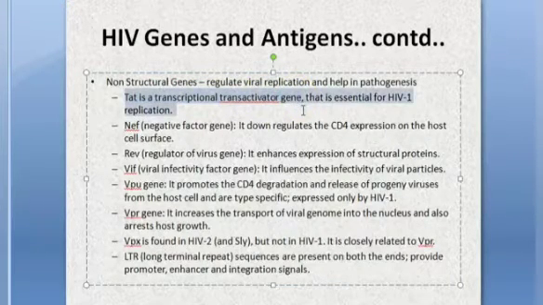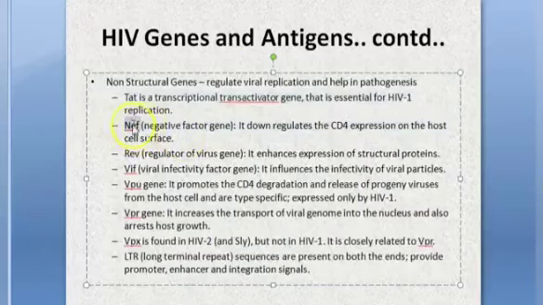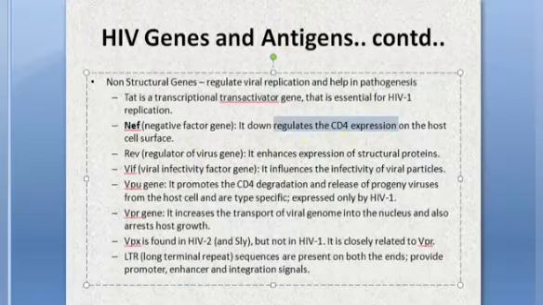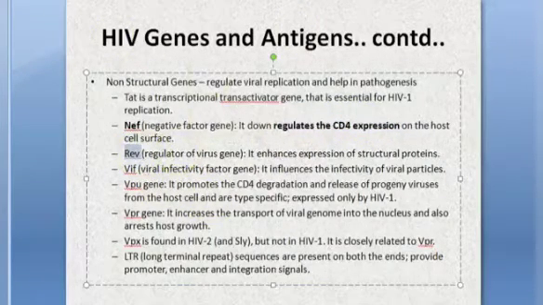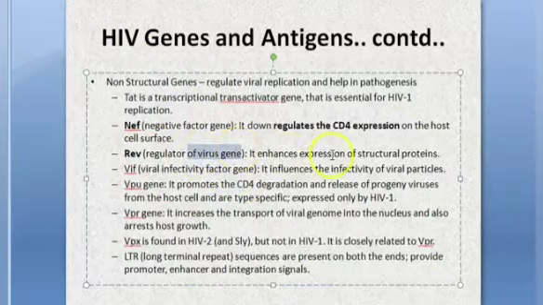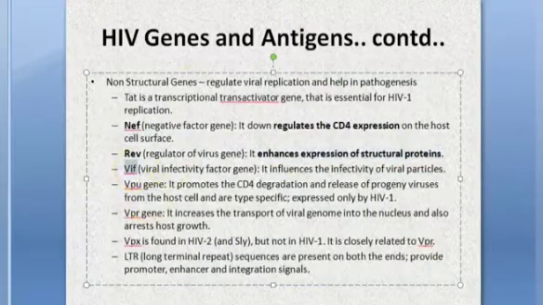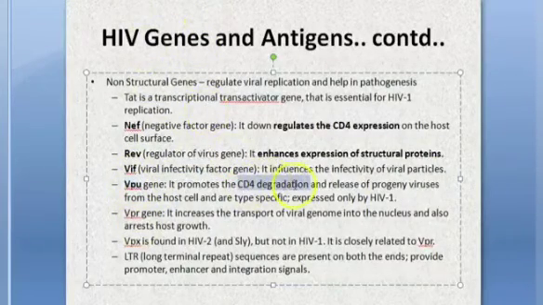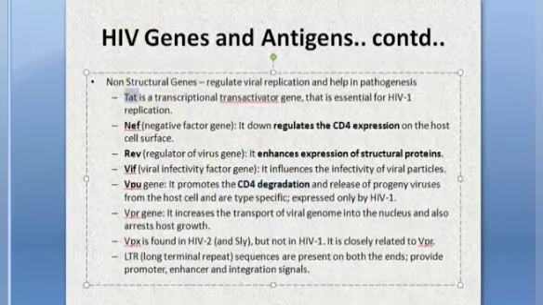TAT is transcriptional transactivator gene. It's essential for HIV-1 replication. NEF is negative factor gene. It downregulates CD4 expression. Then REV is regulator of virus gene. It enhances the expression of structural proteins. Then VIF is viral infectivity factor gene. So it influences the infectivity of viral particles. VPU promotes the CD4 degradation. Okay, CD4 degradation. TAT, NEF, REV, VIF, VPU.